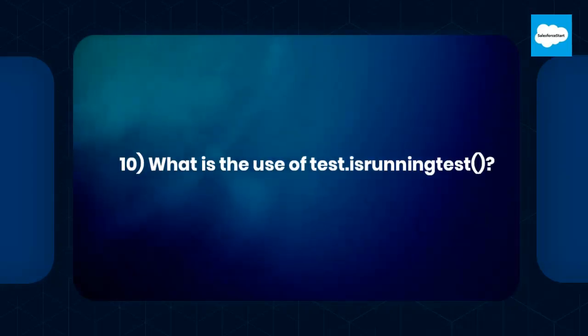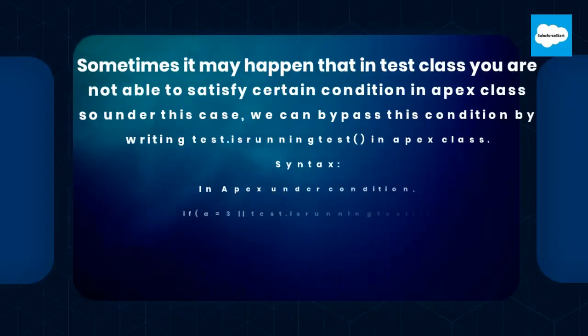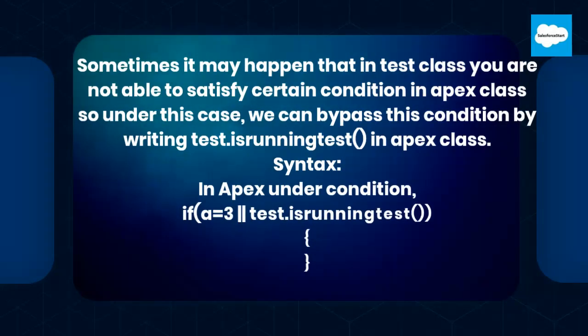What is the use of Test.isRunningTest? Sometimes it may happen that in a test class you are not able to satisfy a certain condition in the Apex class. In this case, we can bypass this condition by writing Test.isRunningTest in the Apex class. Syntax: in Apex, under the condition, if a == 3 || Test.isRunningTest().